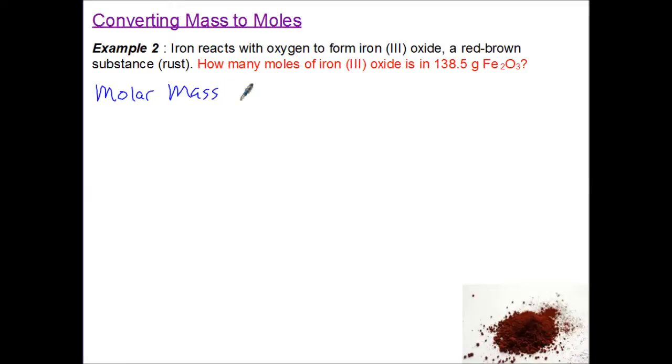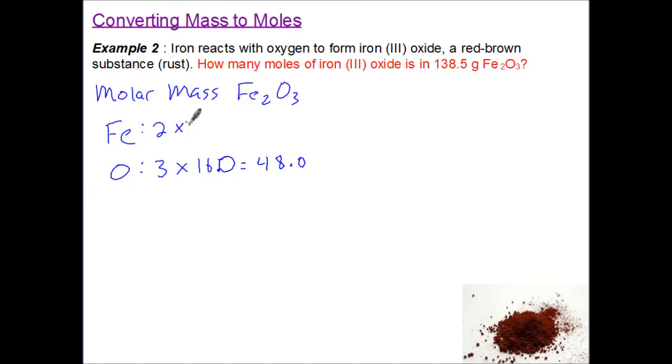So iron 3 oxide, Fe2O3. Alright, so we know we have iron and we have oxygen. There are 2 irons present, 3 oxygens. We know that 3 times 16.0 is 48.0. We just did that one, so that's why I did that one so quickly.